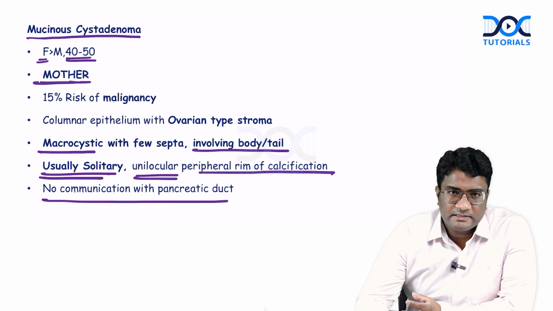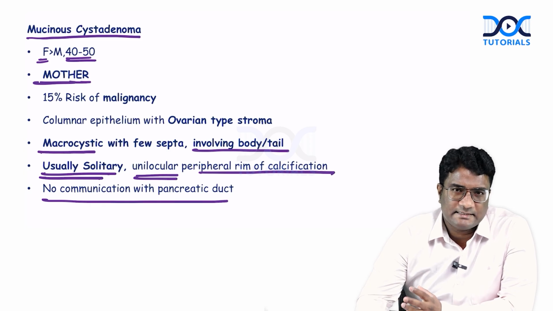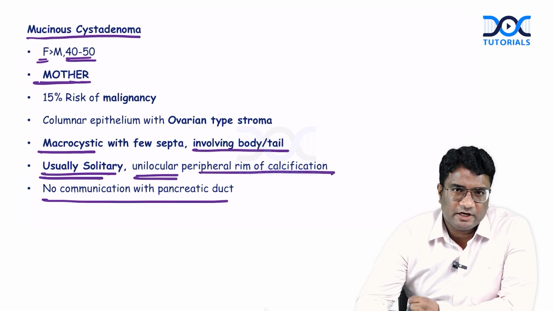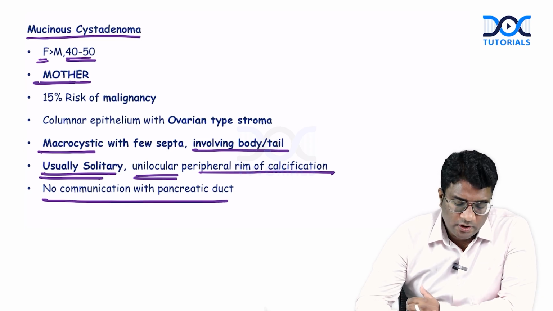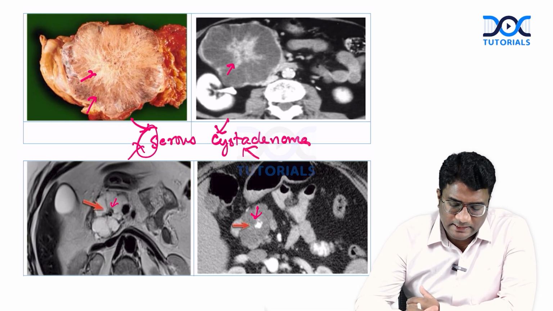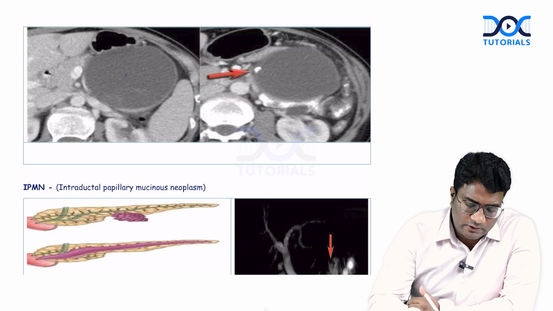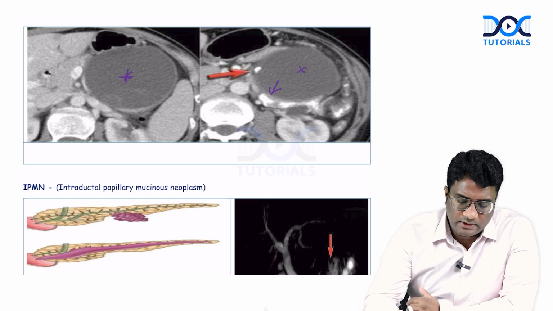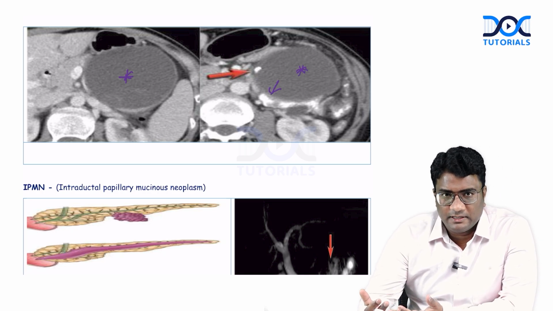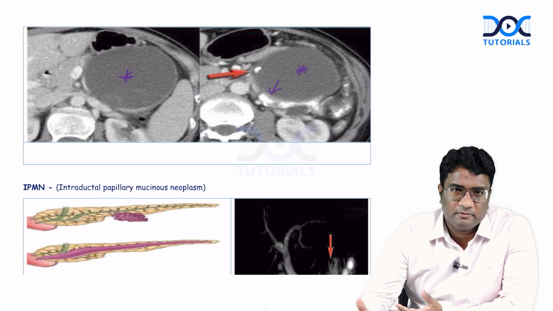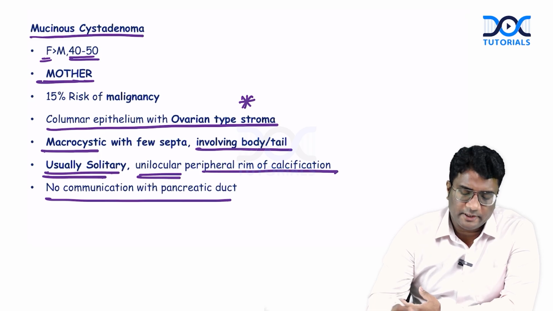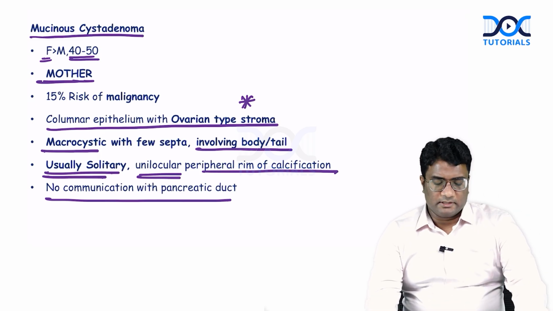Neither the serous nor the mucinous connect with the pancreatic duct. And multicystic microcyst was serous cystadenoma. Unilocular, solitary, with the peripheral rim of calcification is mucinous cystadenoma. If you look at serous cystadenoma, it is usually in the head region of the pancreas, whereas mucinous is in the body and is a unilocular cystic area with a rim of calcifications around it. This is lined by mucin-producing columnar epithelium of the ovarian stroma type. So, this is mucinous cystadenoma.